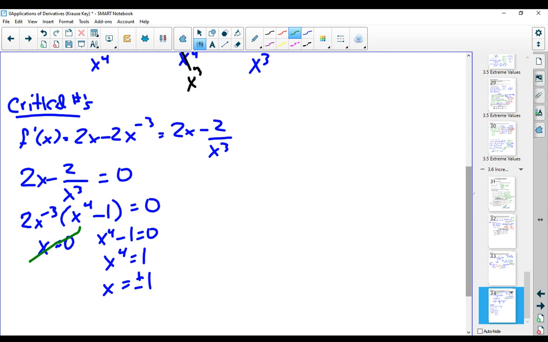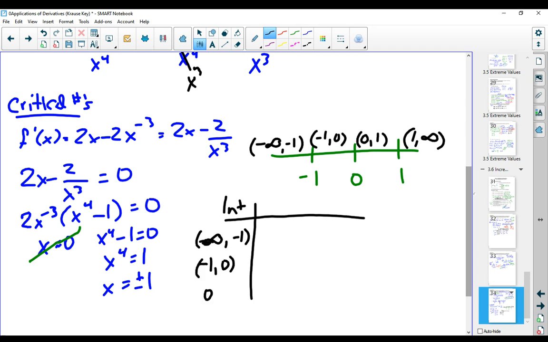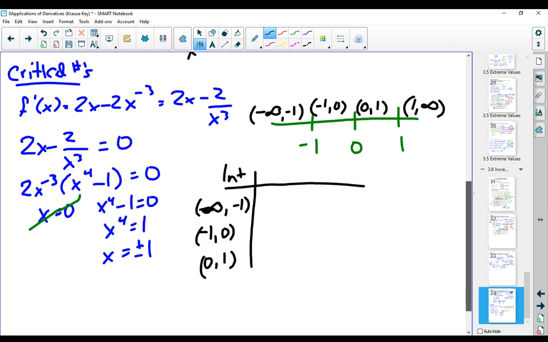Now, if you want to draw this out as a number line, we have a critical point at -1. We have an asymptote at 0, and we have another critical point at +1. So our intervals are -infinity to -1, -1 to 0, 0 to 1, and 1 to infinity. If you wanted to set this up as an interval chart, you'd have the same intervals: -infinity to -1, -1 to 0, 0 to 1, and 1 to infinity.